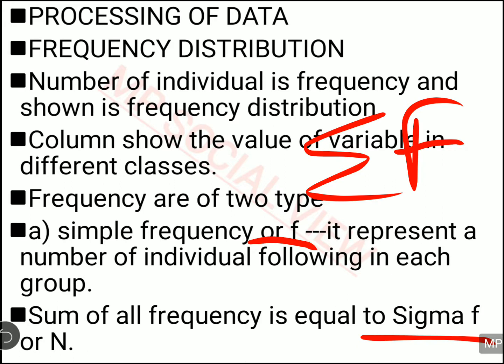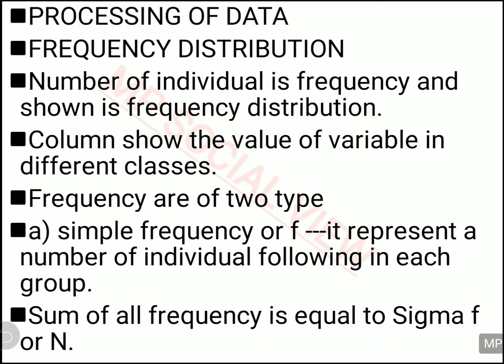And why is it called N? Because frequency is nothing but the number. Frequency is telling you the number of individuals in each class. So frequency is just a number. So simple frequency is denoting the number of individuals in each class. It is denoted by F. And when you add all the F of different classes, you get sigma F or you get N.